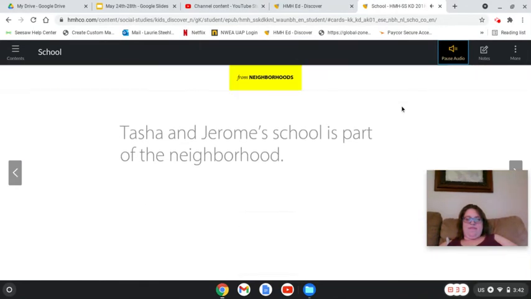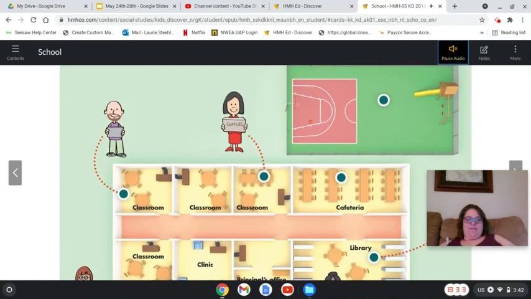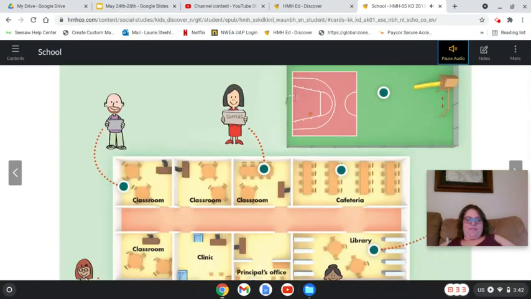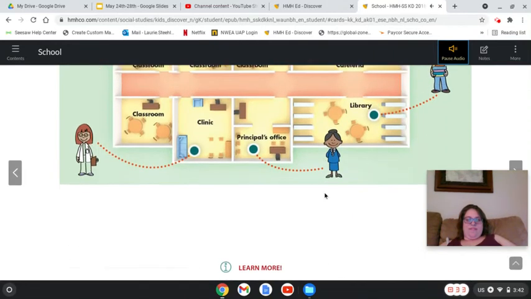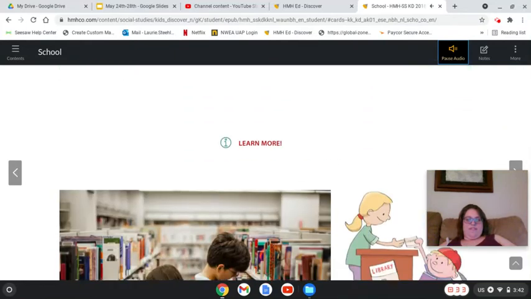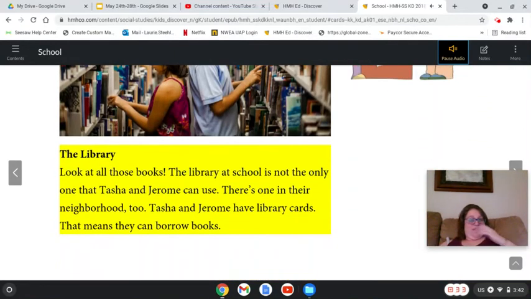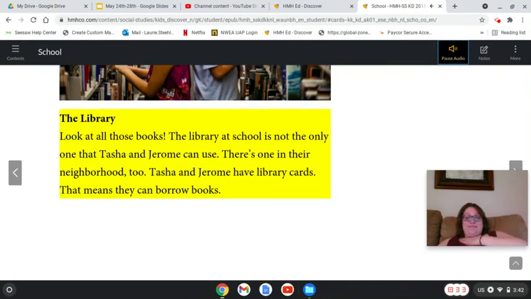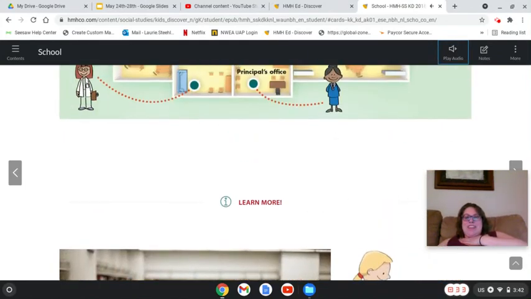School. From Neighborhoods. Tasha and Jerome's school is part of the neighborhood. The library. Look at all those books. The library at school is not the only one that Tasha and Jerome can use. There's one in their neighborhood too. Tasha and Jerome have library cards. That means they can borrow books. Let's go up and take a look at their school.